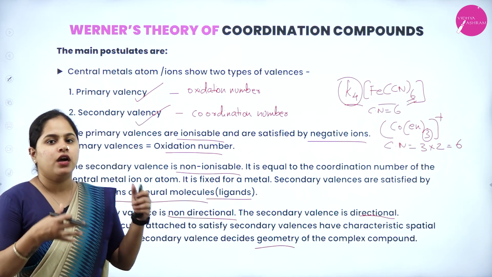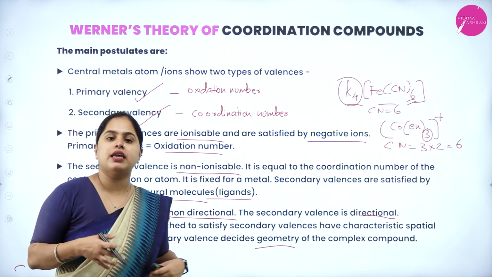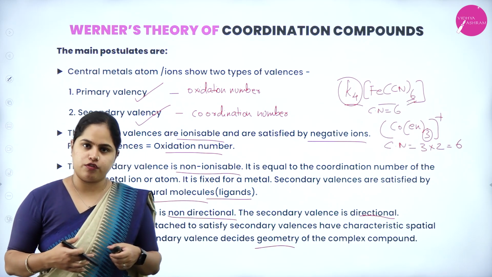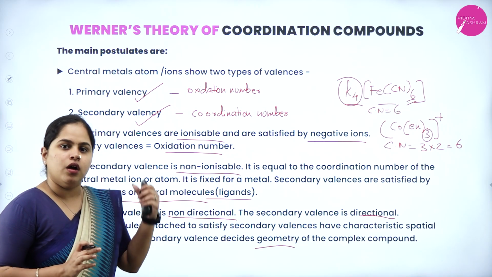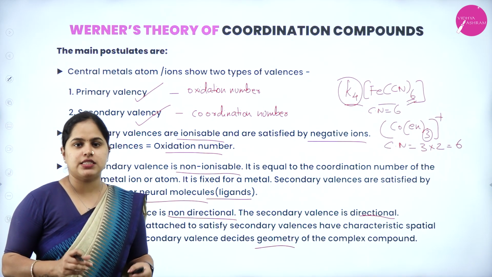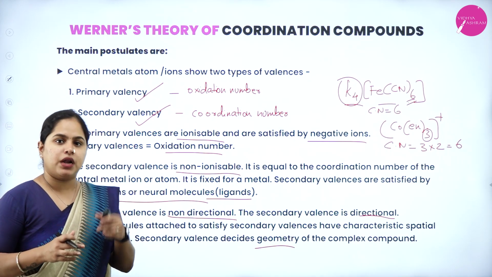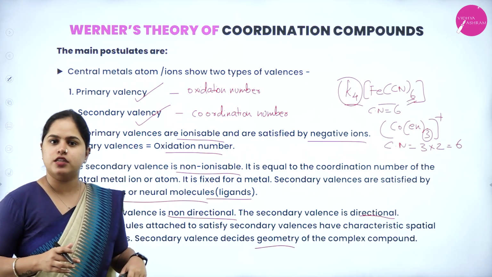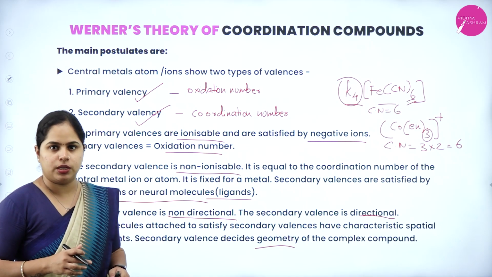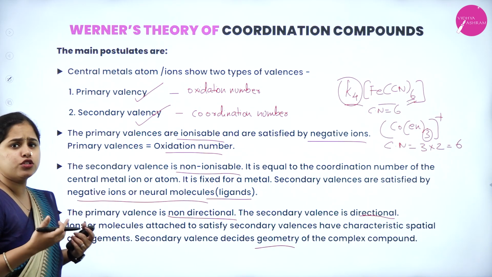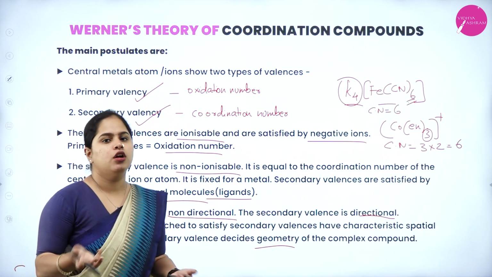So in that way, knowing the secondary valency, we can calculate the geometry of the coordination compound as well. So I hope it is clear what is primary valency and secondary valency. And the important point to remember is primary valency is ionizable, secondary is non-ionizable. Primary is non-directional, secondary is directional. Clear? And primary equals oxidation number, secondary valency equals coordination number.